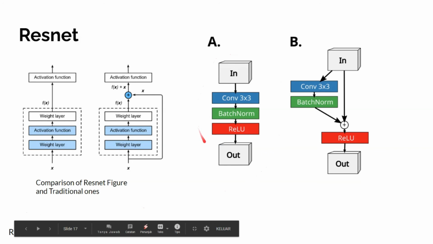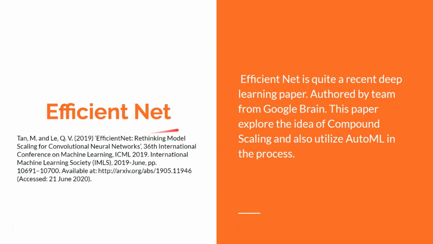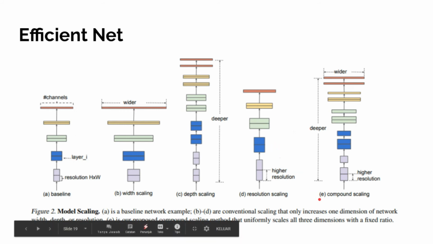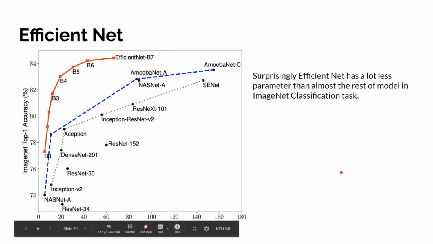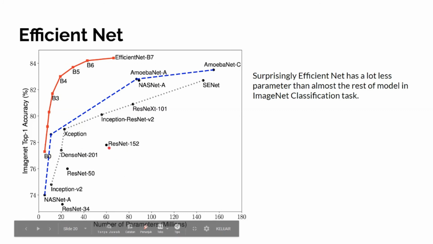This is one of the illustrations of how ResNet is utilized. The third and last one is EfficientNet. EfficientNet is a quite recent deep learning paper, published in 2019 by a group of researchers from Google Brain. EfficientNet utilizes something called compound scaling. EfficientNet also outperforms some of the available models out there, such as ResNet, for example, in which it gained almost the same accuracy as ResNet but with a lot fewer parameters, as we can see here.